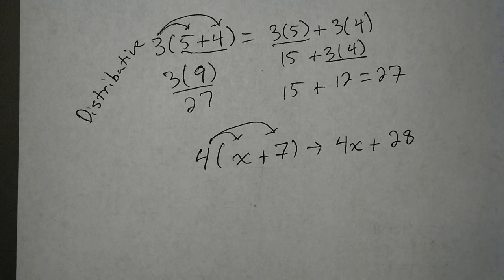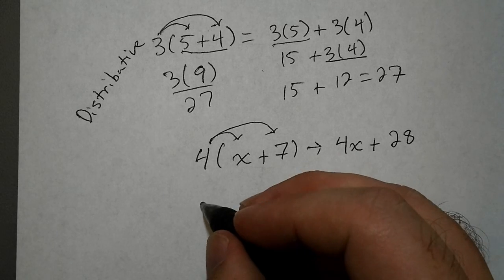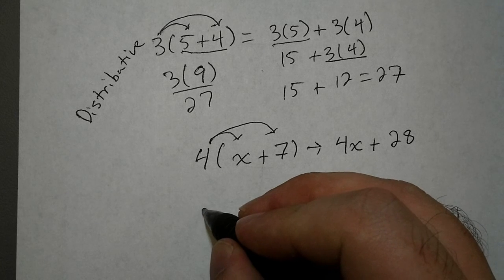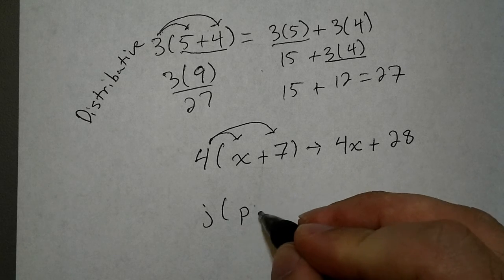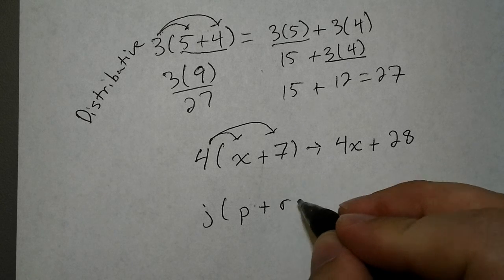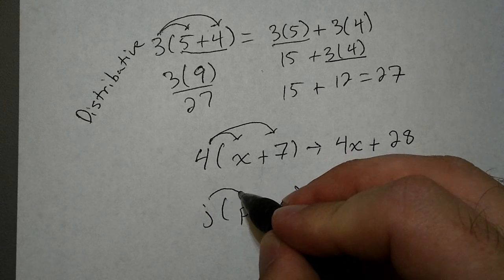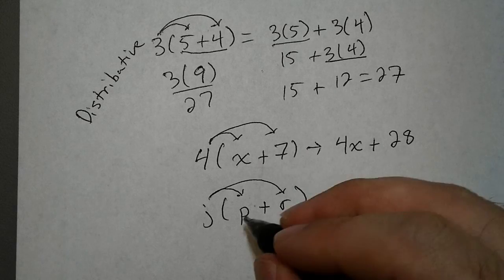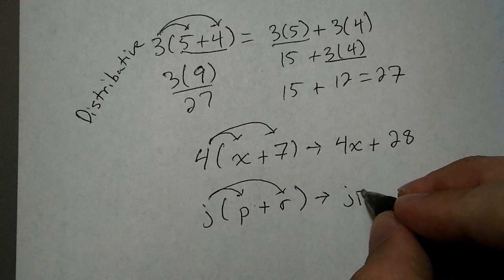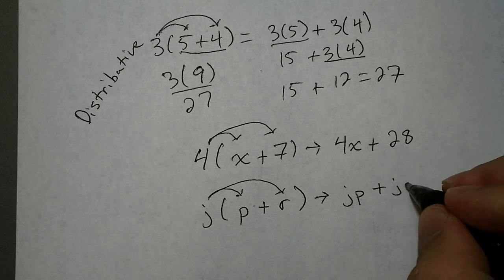Alright, we'll try one more time. Let's say instead of numbers, these were all letters. I don't know, let's say we've got a J, and then in parentheses, I've got P plus R. Can I still use the distributive property? Yes, I can. We'll do J times P, and then J times R, and then we'll put adding in the middle. So J times P, and we just write it as JP. And J times R as JR.